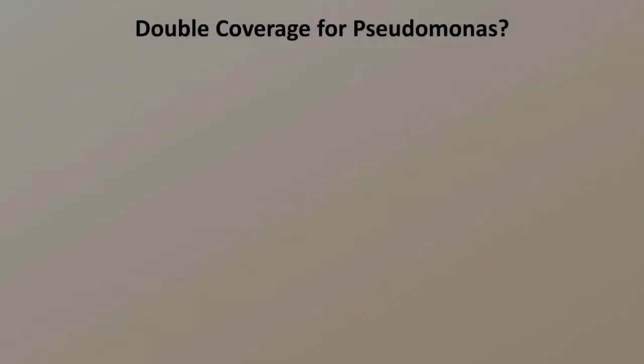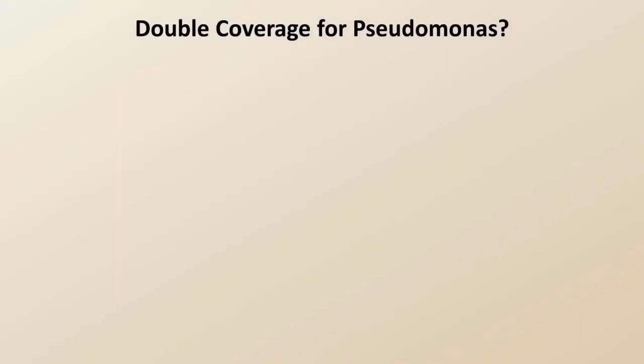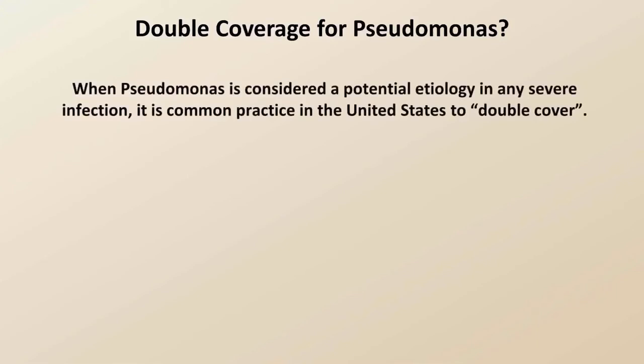I'm going to end this lecture with a discussion of a common question that arises during treatment of a possible pseudomonal infection. Should an empiric antibiotic regimen chosen for possible pseudomonal infection contain not one, but two antibiotics active against this bacteria? While I can't speak about the rest of the world, this is fairly common practice in the United States, most prominent when treating a suspected pseudomonal pneumonia.